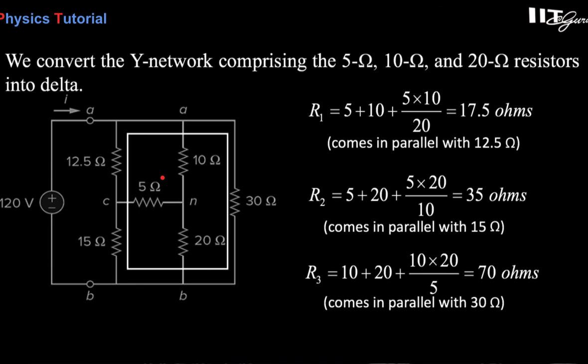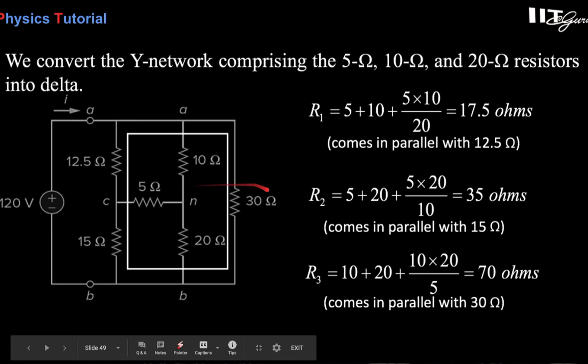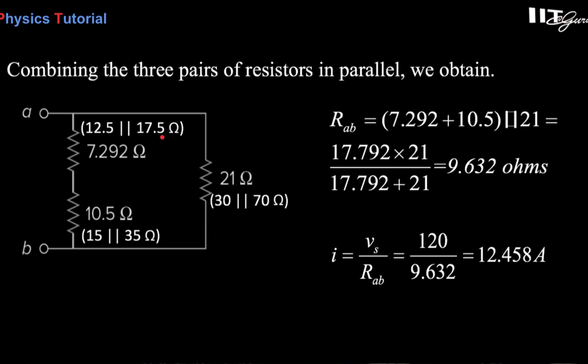And if you see R2, it will be in parallel with 15 ohm. Then you see 5 into 20 upon 10, plus 5 plus 20 also. So that is 35 ohm parallel to 15. And similarly, if you consider 10 and 20, so 10 into 20 upon 5, plus 10 plus 20, that is 70 ohm, which is parallel to 30 ohm. So in this case you will find 30 parallel to 70, that is 21 ohm, and 12.5 parallel with 17.5, that was 7.92 ohm. So now look how easily this circuit reduces in this format. So what do you find here?